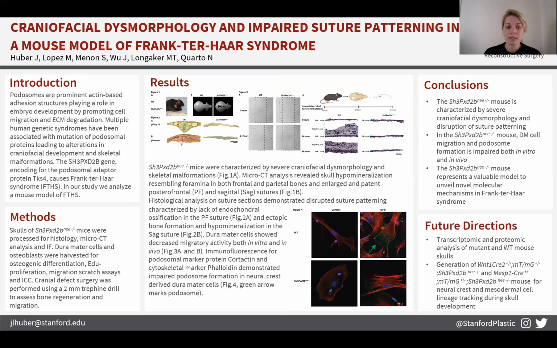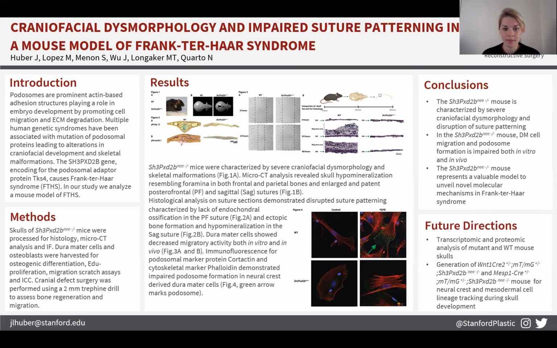Then in figure 2b, we can see the SAG suture on postnatal day 30. At this time, it's physiologically patterned in the wild-type mouse. And then in the mutant mouse on the right side, we can only see the suture mesenchyme in the respective area. No bone fronts can be distinguished. And then we also see hypermineralization, and we see ectopic bone formation at later time points.